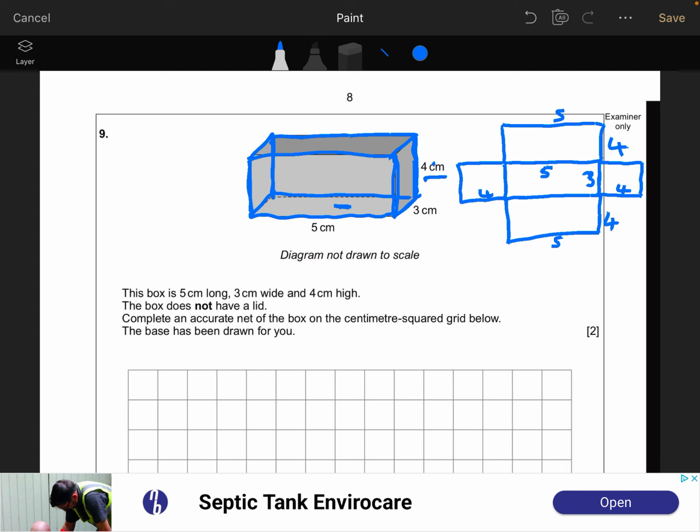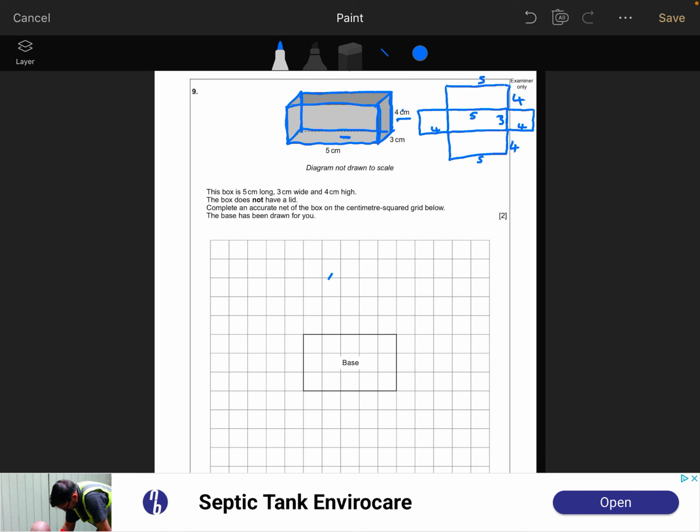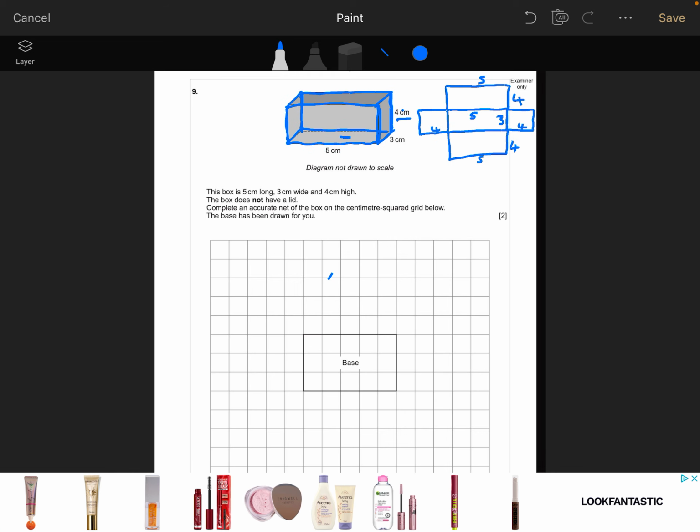Now, the reason I've done it as a sketch, first of all, is because it now wants me to accurately draw the net of that shape. So I've kind of given myself all the measurements I need. I now need to draw it accurately. Now, I haven't got a ruler here that I'm going to use, but I'm going to draw it freehand, but please use a ruler when you're doing it in the exam.